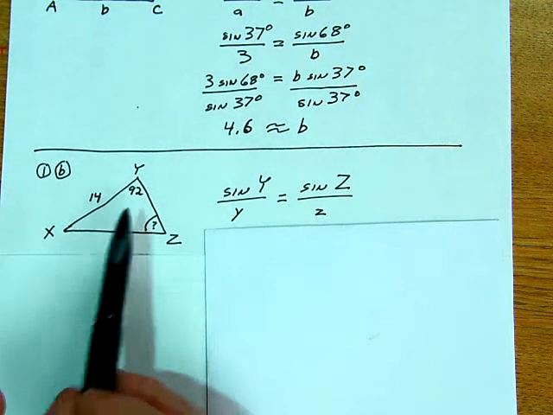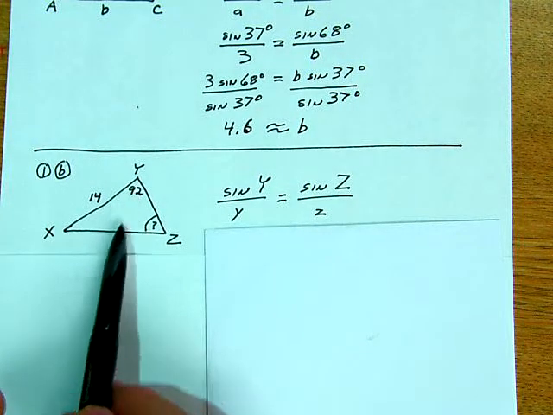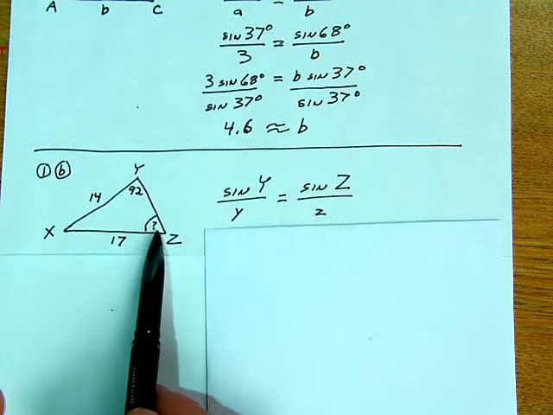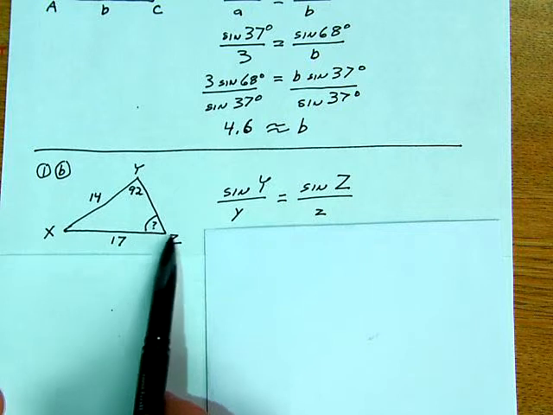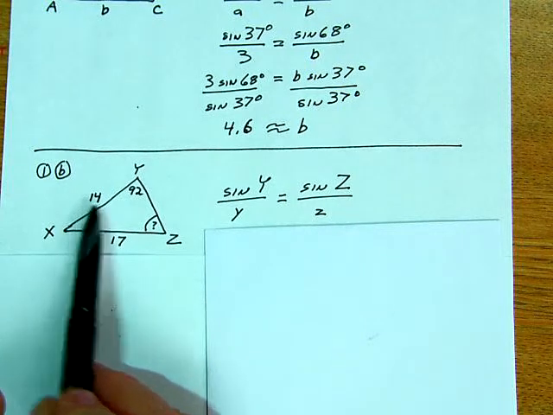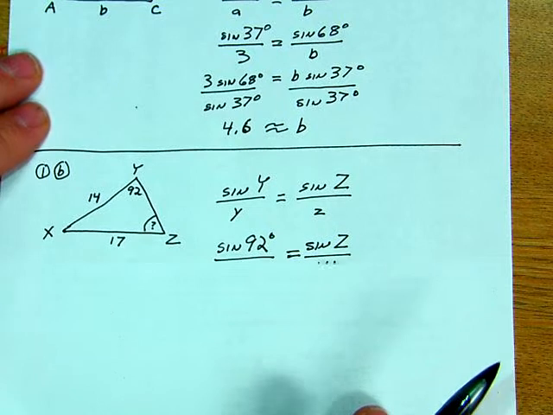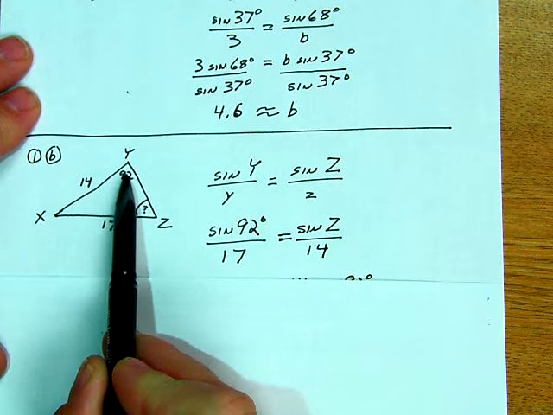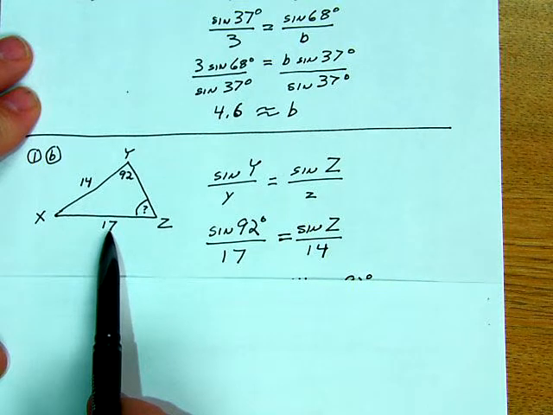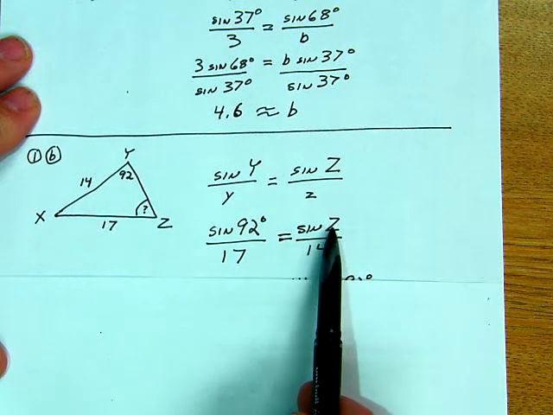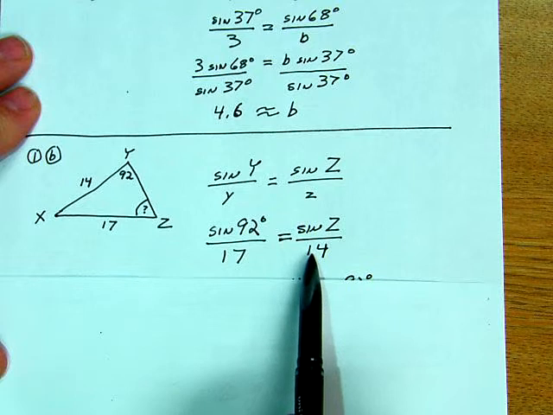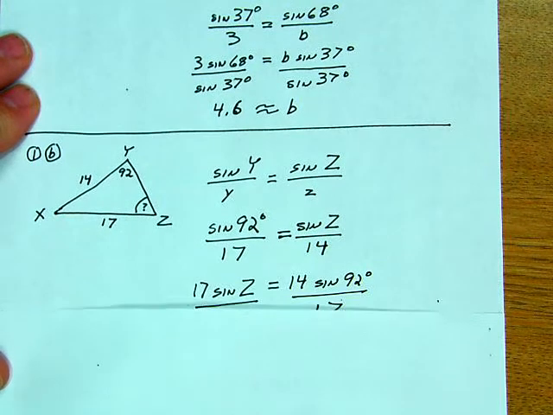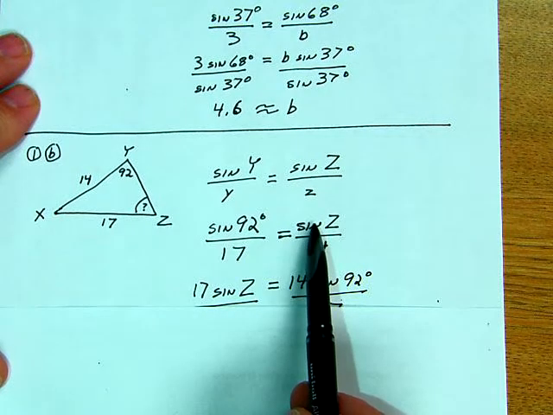So I'm going to start with the sine of y over small y is equal to the sine of z, which is what I'm looking for, capital Z, over small z. And when I substitute that in, I get the following. Sine of 92, which is my y, over 17, which is my small y, is equal to the sine of capital Z, which is what we're looking for, over small z, which is 14.